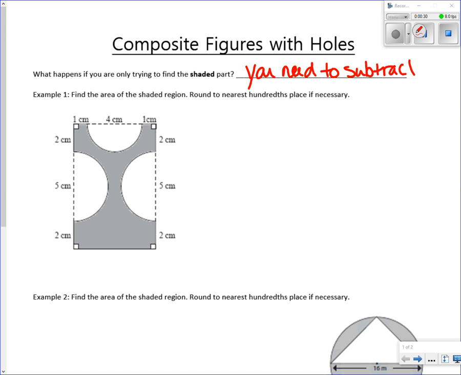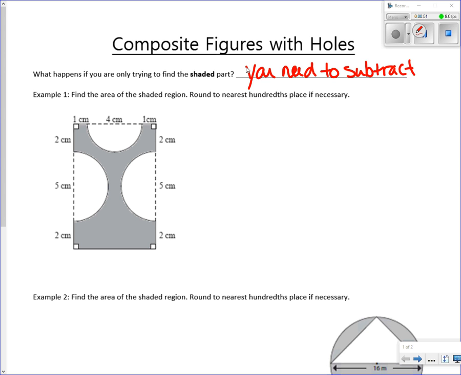So you know at some point in this process, we are going to have to subtract. Now that doesn't mean that we may not also have to still combine shapes like adding, but at some point our final step should be to subtract. So we look at example 1, find the area of the shaded region, round to the nearest hundredths place if necessary. So we need to identify what shapes we're dealing with.